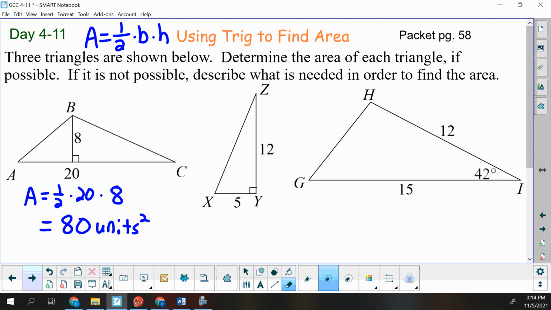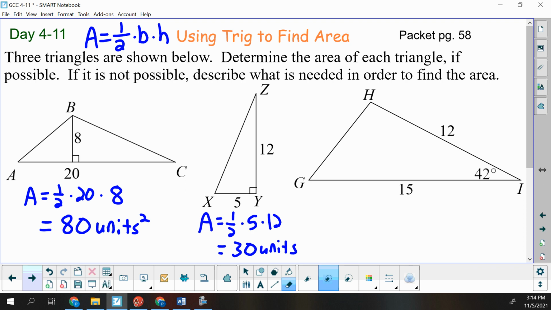20 is the base, 8 is the height, because they're forming a right angle with each other. In the second one, we can do 1/2 times the base of 5 times our height of 12. 5 is the base, 12 is the height, because they're forming a right angle with each other. To think through this one, do half of 12 first. Half of 12 is 6, times the 5 is 30, so you get 30 units squared.